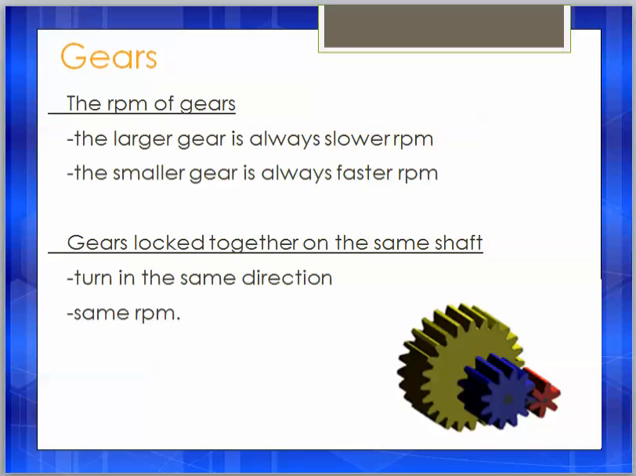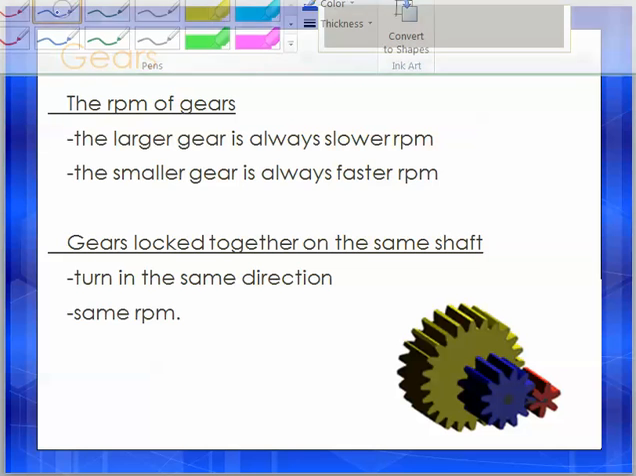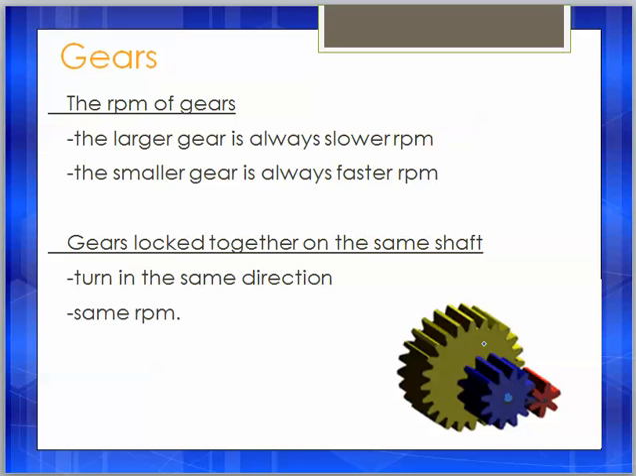Gears locked together on the same shaft turn in the same direction. So down here now, we've got some gears that are locked together on the same shaft. This shaft running through the blue one and the yellow one. If the yellow one is turning in that direction, then the blue one has to as well turn in the same direction. And they're also going to have the same RPM. Put a little mark there. Every time this goes around once, this is going to have gone around once, because these two spots are going to stay coincident of each other.